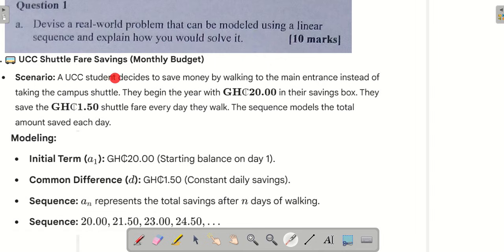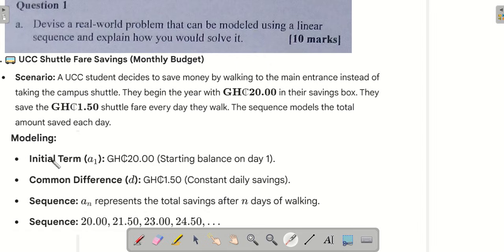A UCC student decides to save money by walking to the main entrance instead of taking the campus shuttle. They begin the year with 20 Ghana cedis in their savings box. They save the 1.5 Ghana cedis shuttle fare. So it means that the fare was 1.5 Ghana cedis. So they save that fare every day they walk. This sequence models the total amount saved each day.